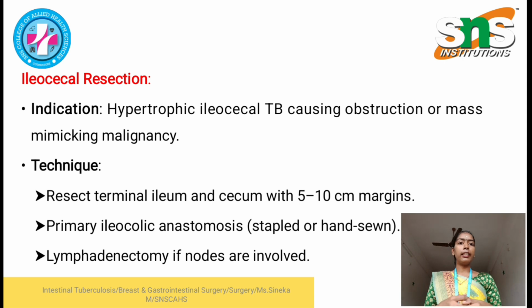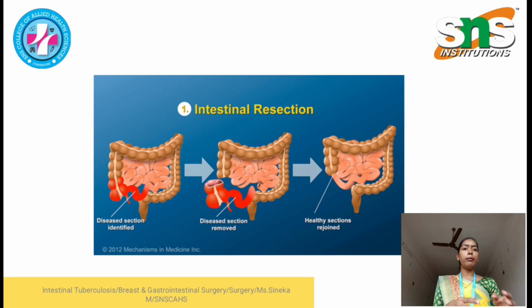Next is ileocecal resection, another surgical management method. The surgeon will create a margin of 5 to 10 centimeters in the ileocecal region. Then he will identify the affected part. If the lymph nodes are also affected, the surgeon will remove the lymph nodes also. Here is the image of intestinal resection.